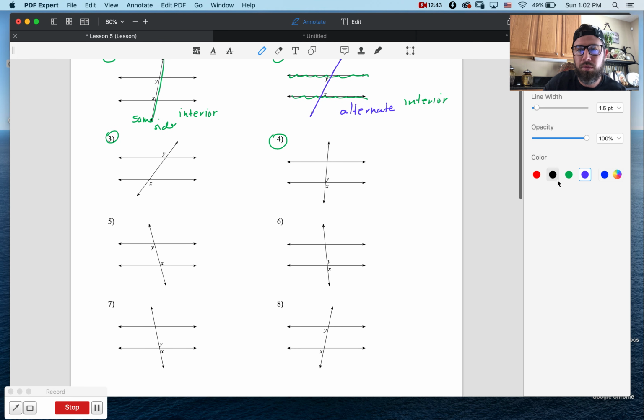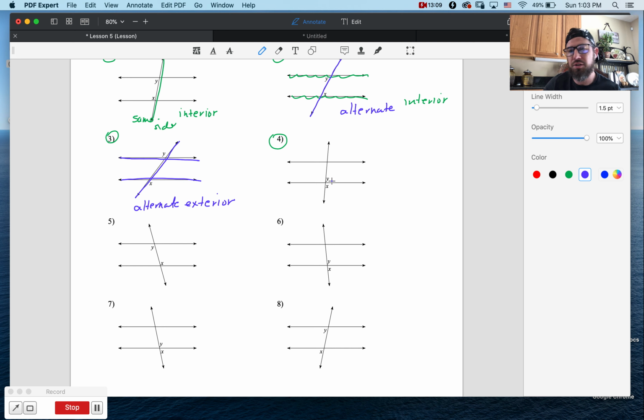Okay, number 3. These guys over here are on the outsides of the parallel lines. See our parallel lines here? They're on the top and the bottom. They're on the outside, so it's going to be exterior. And they're on different sides of the transversal. One's on the left, one's on the right, so that's going to be alternate exterior.